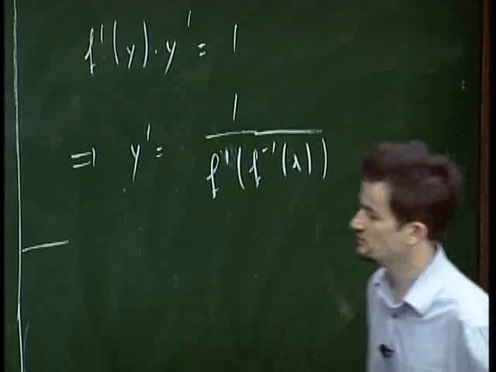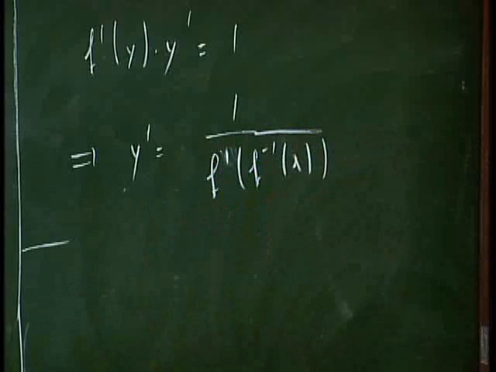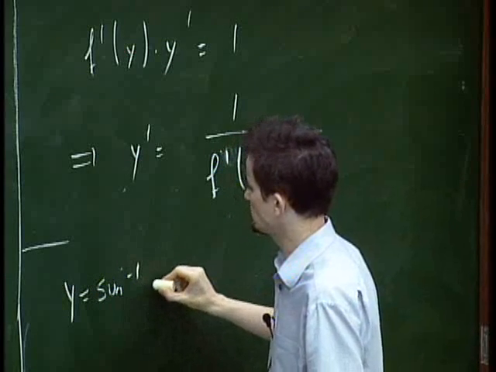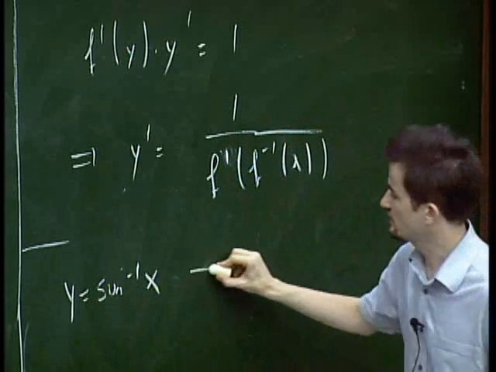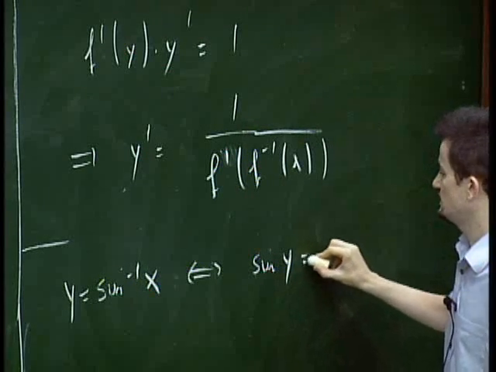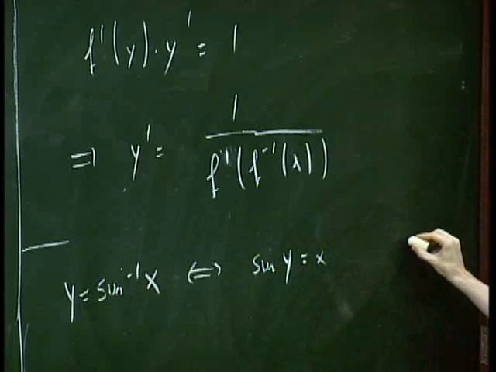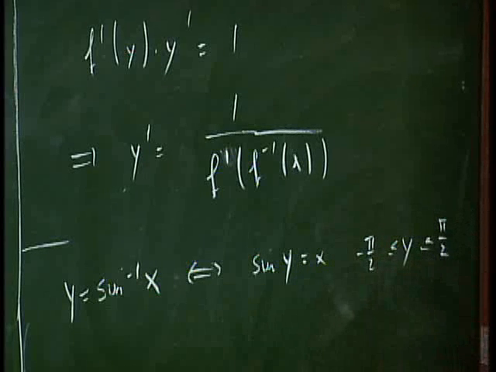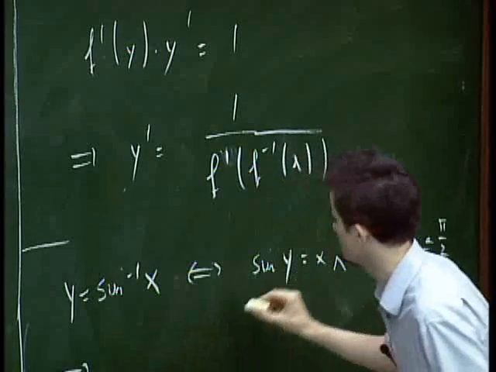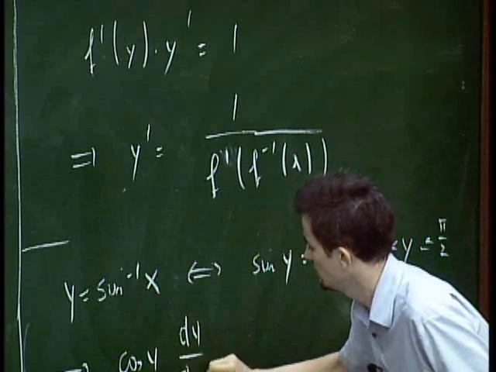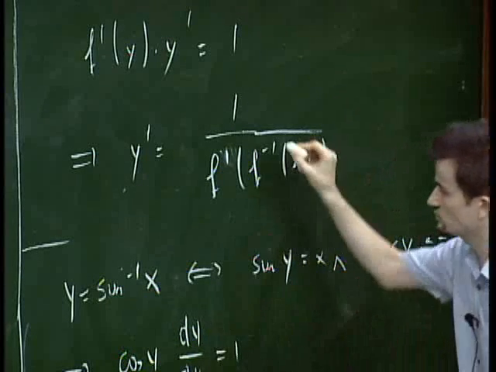So for instance, if we look at trigonometric functions, I guess you have done this in high school. If you look at this here, you can rewrite this as sine of y equals x, and actually you also have that y must be between minus pi half and pi half. Now you apply the method of implicit differentiation, so you have the cosine of y times the derivative of y with respect to x equal to 1. So you just do the same as here.